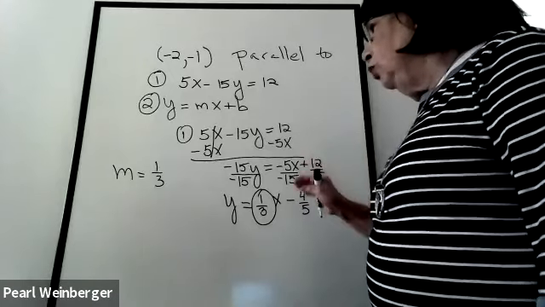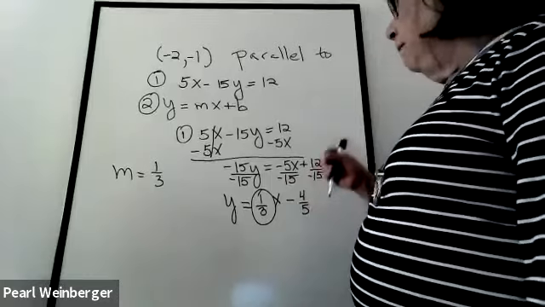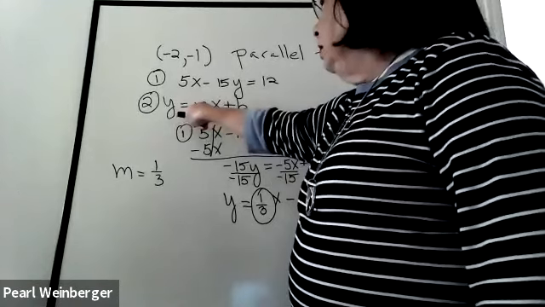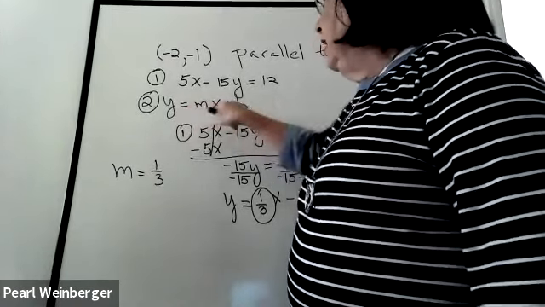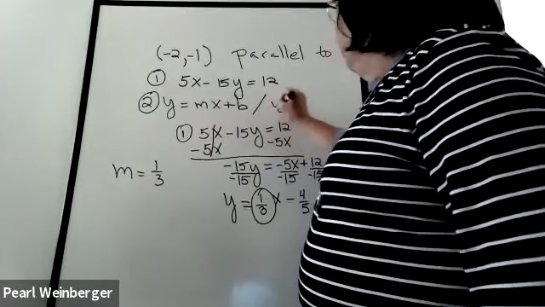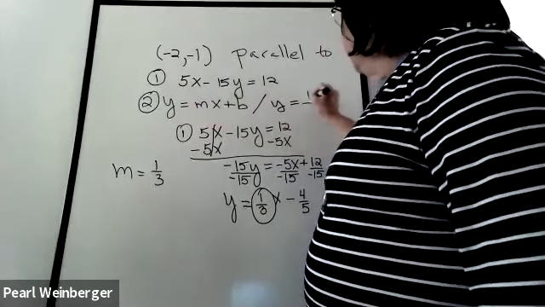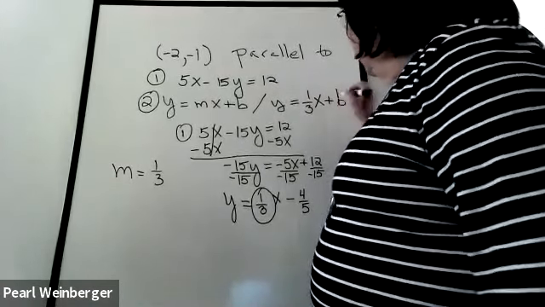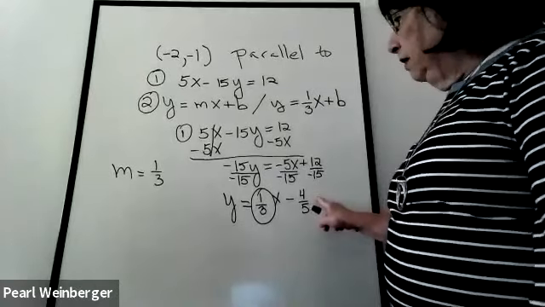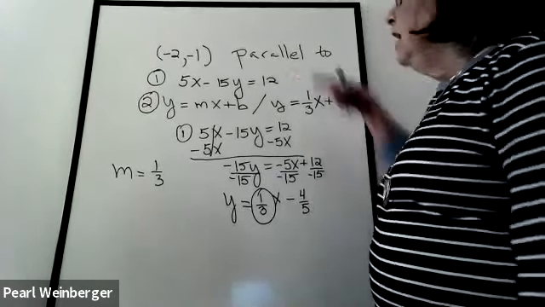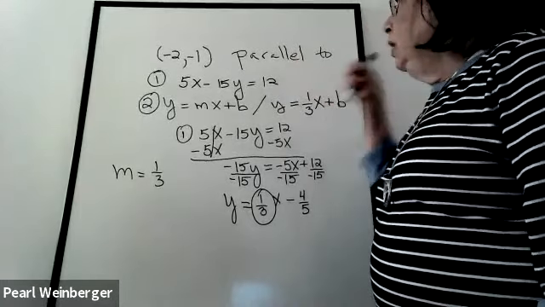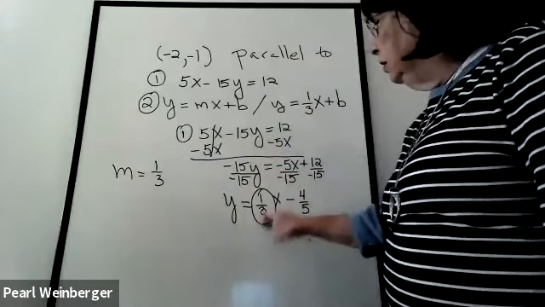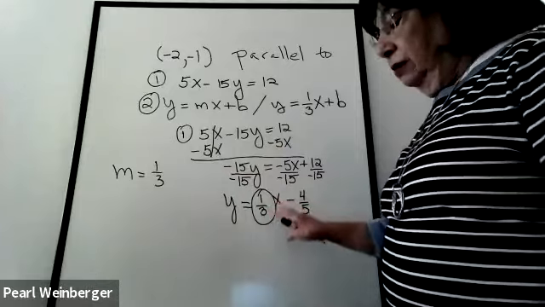The slope is 1/3. That means that my new line, the line that I want to write the equation of, its slope has to be 1/3. In other words, its equation is going to be y equals 1/3 x plus b. The b is not going to be -4/5 because that was the b of the original line. All we needed to get from all of this is the number in front of the x, because that is the slope.